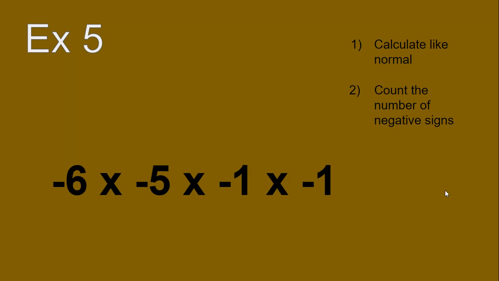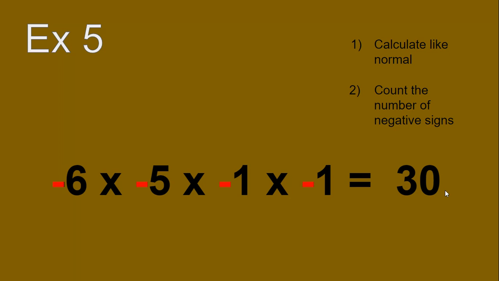And one final example, negative 6 times negative 5 times negative 1 times negative 1. Well, 6 times 5 is 30. 30 times 1 is 30. And 30 times 1 again is still 30. Let's count the number of negative signs. I see 4. 1, 2, 3, 4.